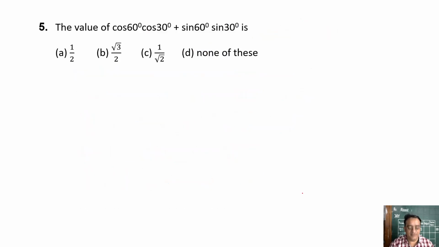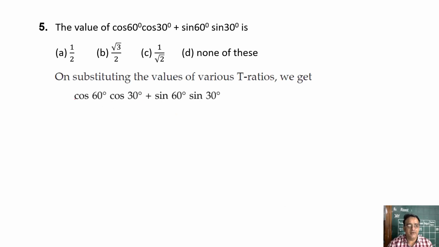Now we are moving toward the fifth question. The value of cos 60 degree cos 30 degree plus sin 60 degree sin 30 degree. So here also we'll substitute all the values of trigonometric ratios first. So what is cos 60 degree? 1 by 2. Cos 30? 3 by 2.